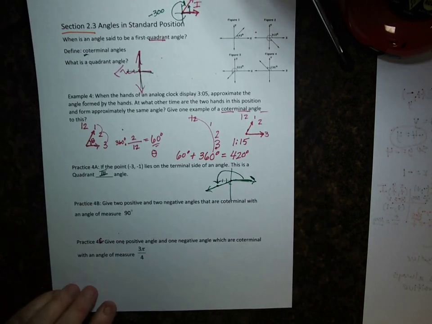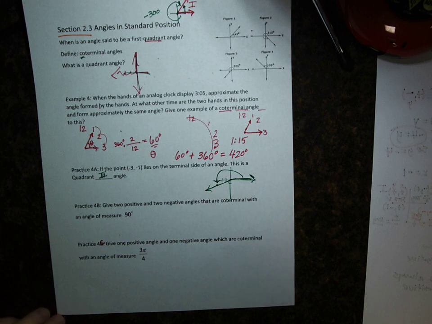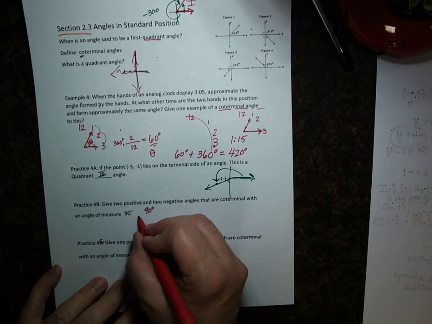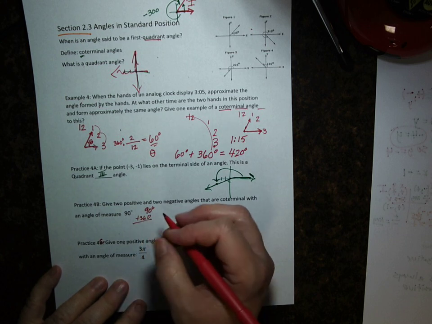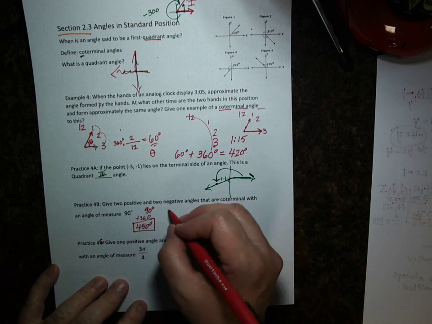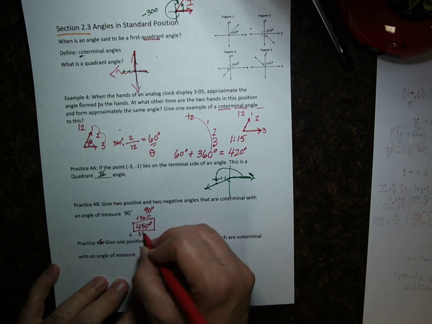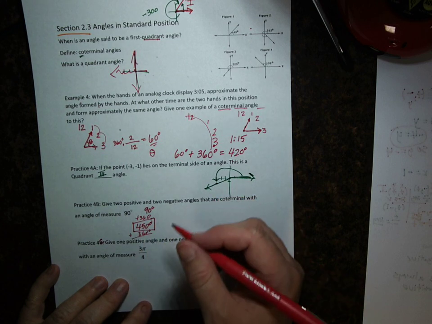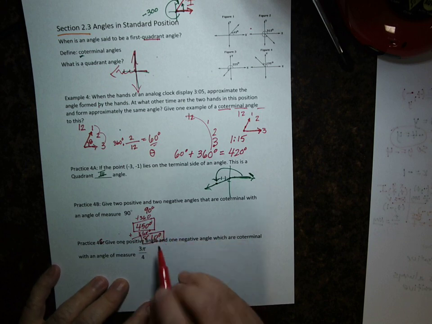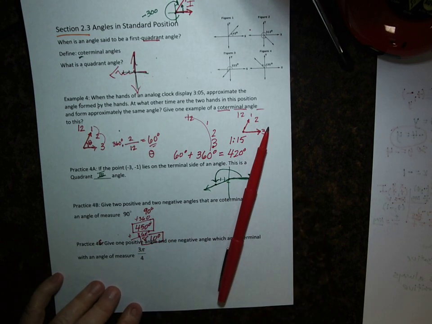All right. And the first 4B here. Give two positive and two negative angles that are coterminal with an angle of measurement 90. Okay, so 90 is coterminal with, we could add 360 to that, and we'll get 450 degrees, so that would be another positive angle. And to that we could add another 360 degrees to get the next one, and that would give me 810 degrees. So two positive angles would be 450 and 810.